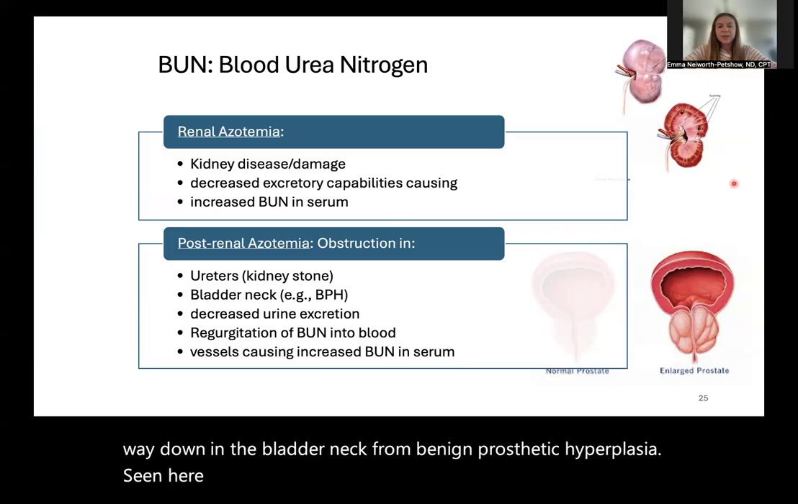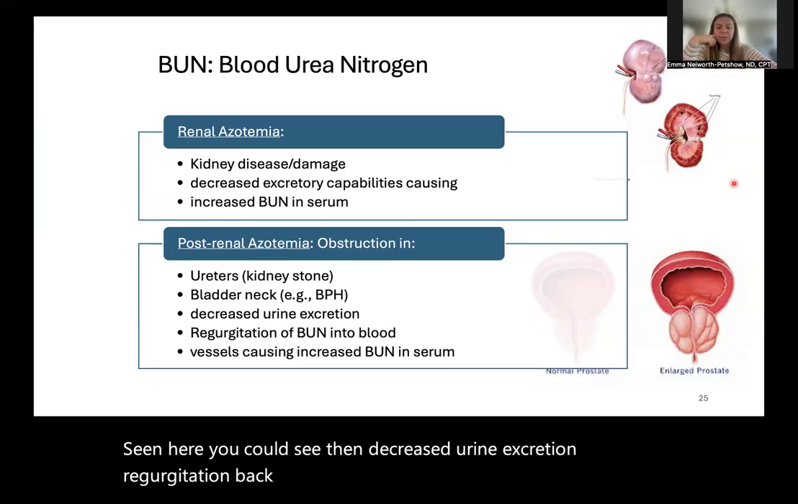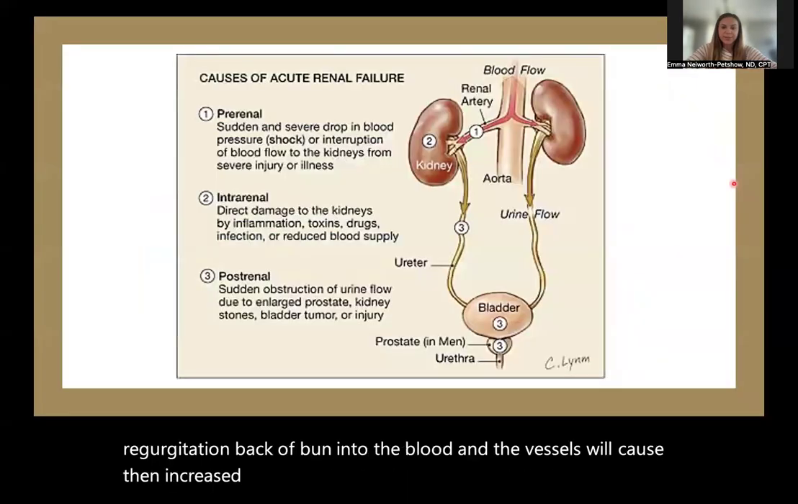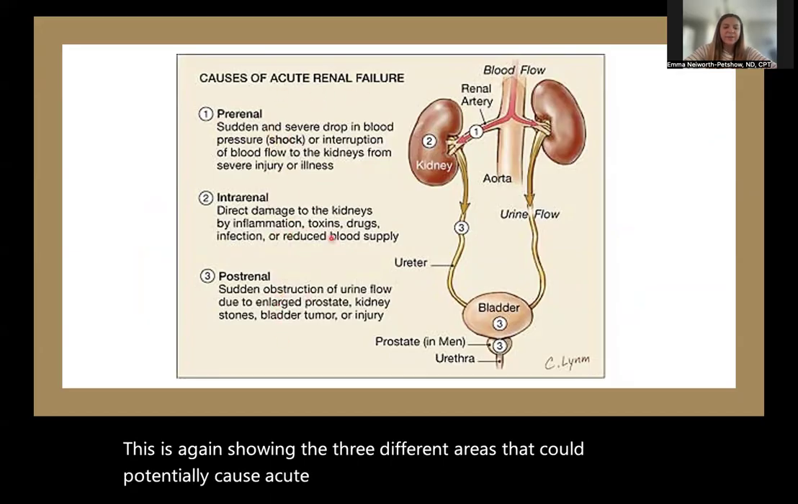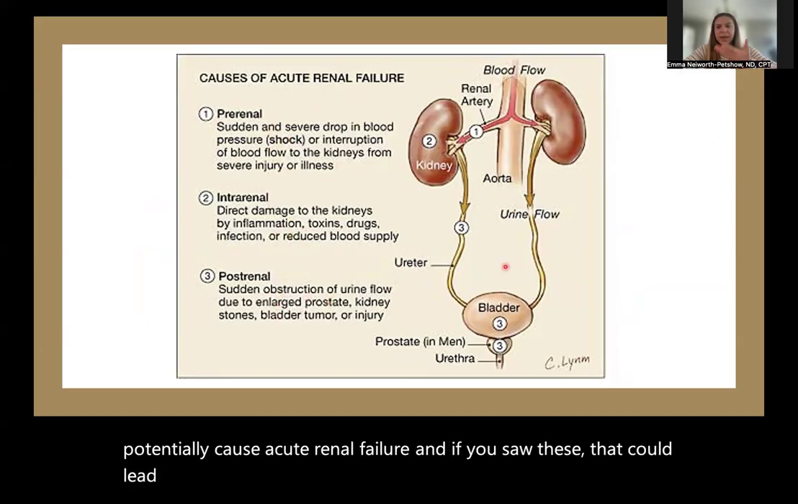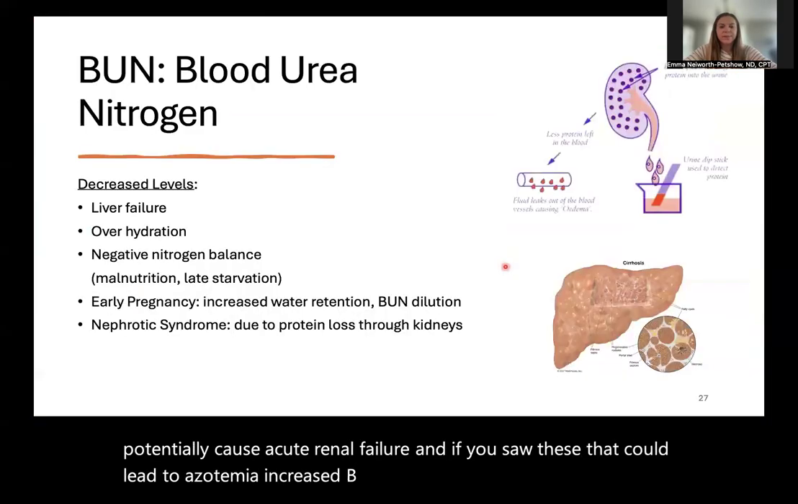You could see then decreased urine excretion, regurgitation back of BUN into the blood, and the vessels will cause then increased BUN and serum. This is again showing the three different areas that could potentially cause acute renal failure. And if you saw these, that could lead to azotemia, increased BUN.